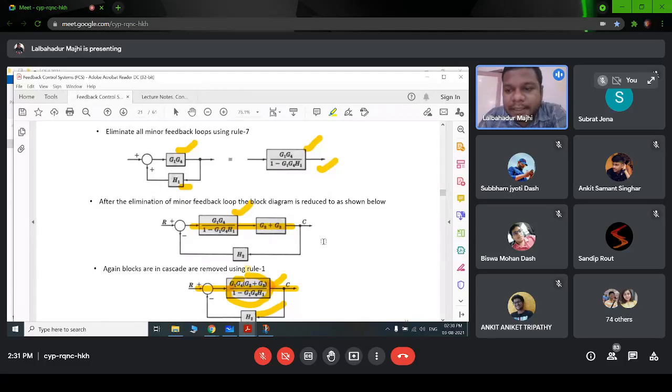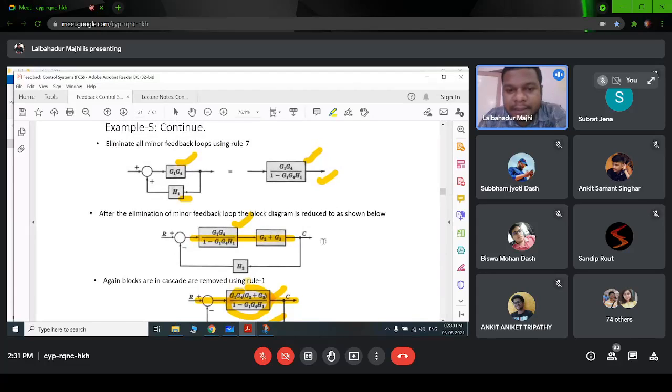Clear? This is very basic. Any doubt in this block diagram reduction?